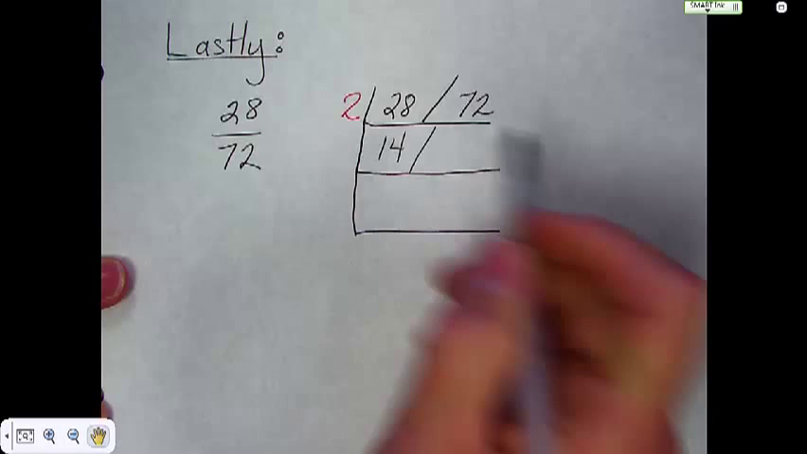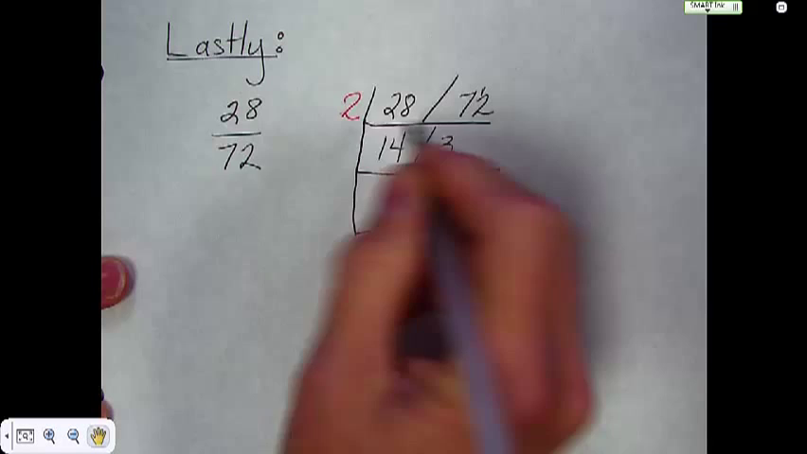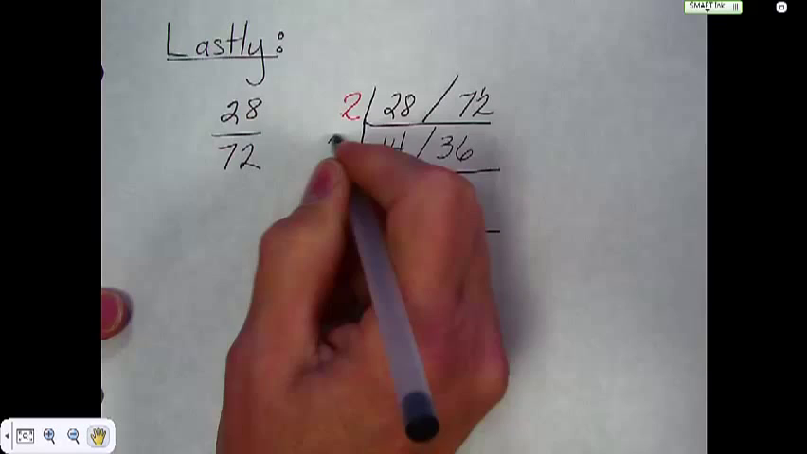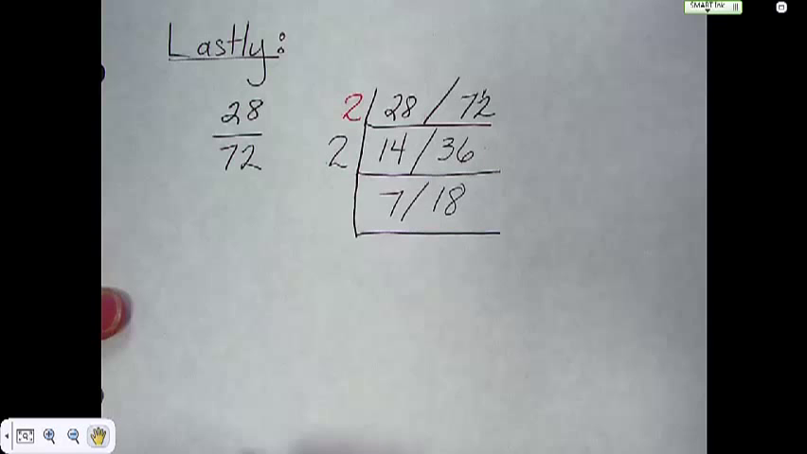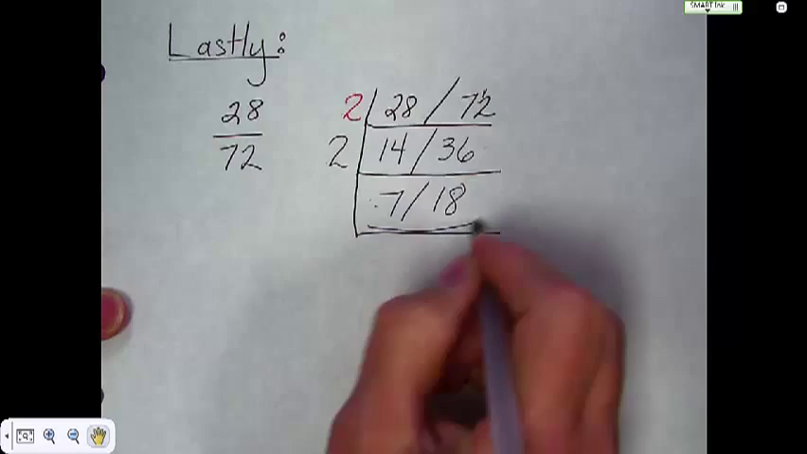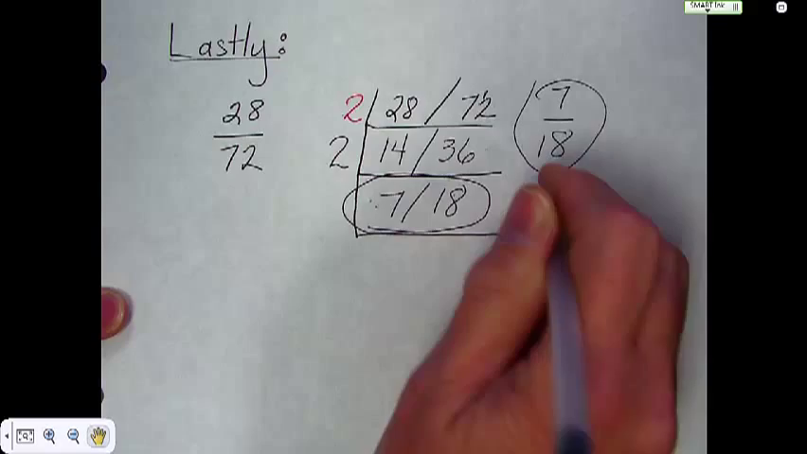2 goes into 72 36 times. They're both even yet? 2 goes into 14 7 times. 2 goes into 36 18 times. And I believe that's it. I don't think there's any other number besides 1 that can go into both of these. So there is your reduced fraction. 7 18ths is the reduced form of 28 over 72.